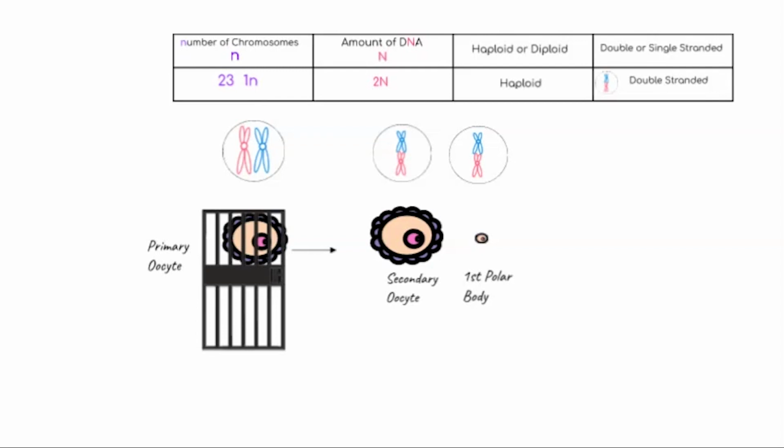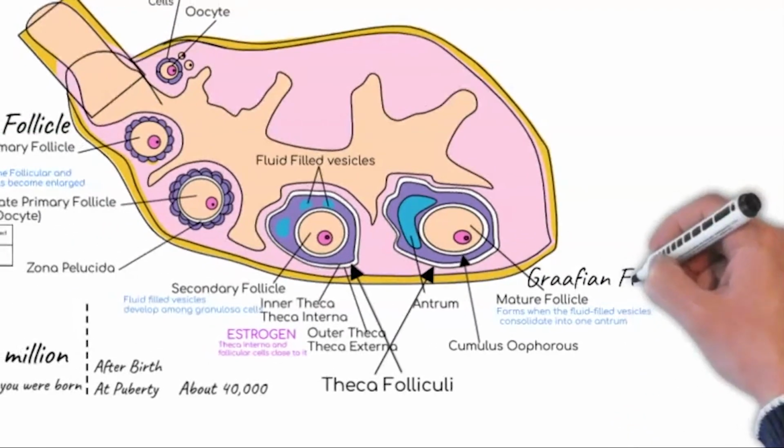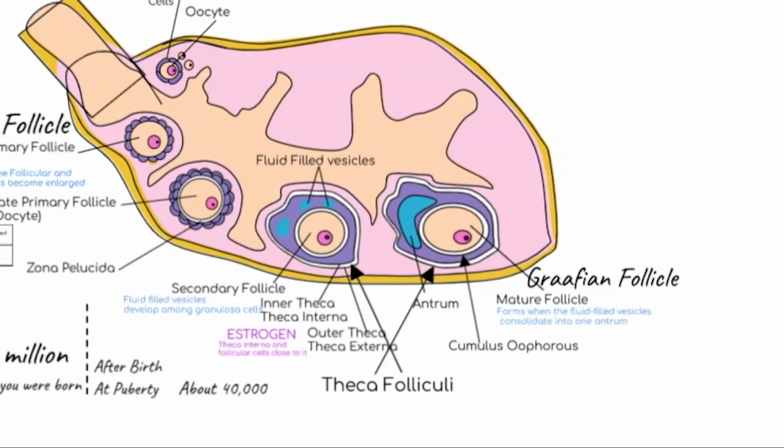So at this point, we give the follicle a new name. Now this is a fully mature secondary follicle. It is called Graafian follicle. So now, second meiotic division starts immediately after secondary oocyte is formed. This is happening around the middle of the cycle, 14 days before the next menstrual cycle. Graafian follicle is fully ready for ovulation.